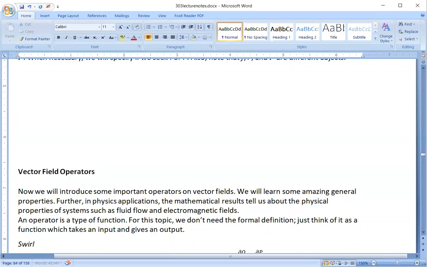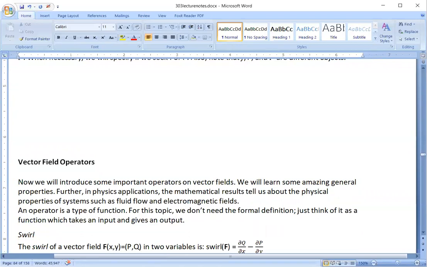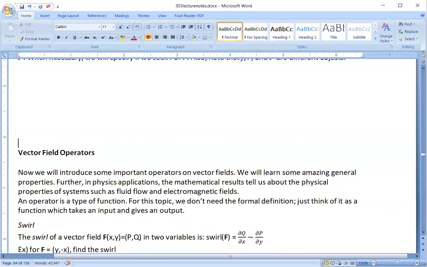First up, swirl. If you have a two-dimensional vector field, f of x,y equals p comma q, again remembering that p and q are functions, then in two variables it is defined like this. The swirl of f equals dq/dx minus dp/dy. So that's the definition. Let's do a quick calculation.